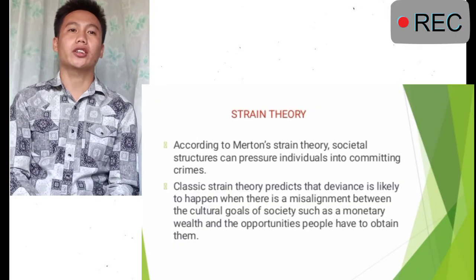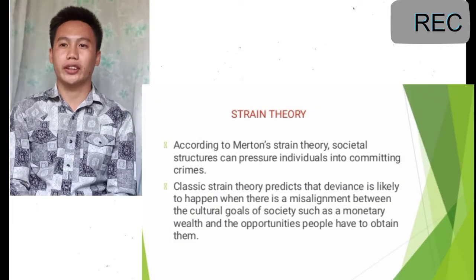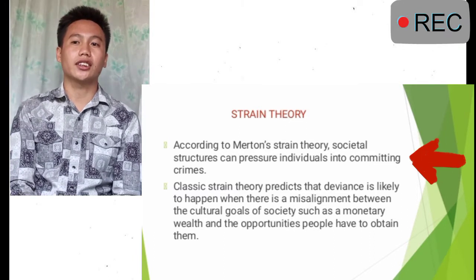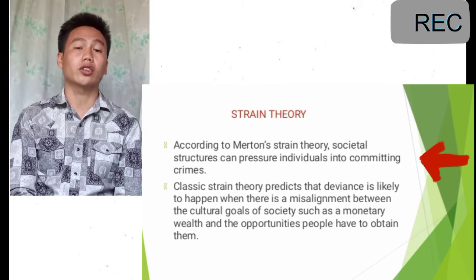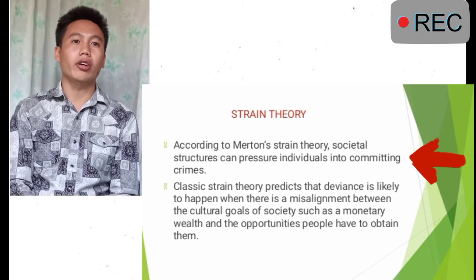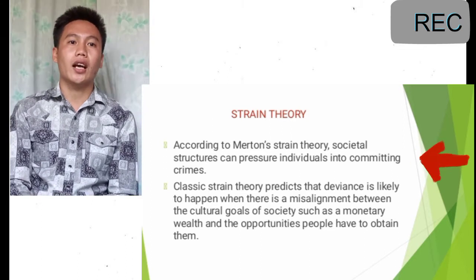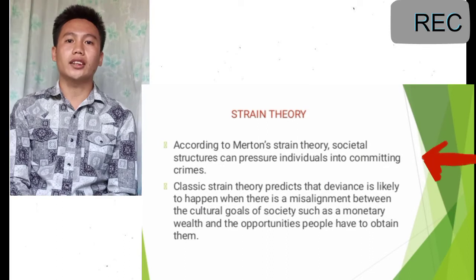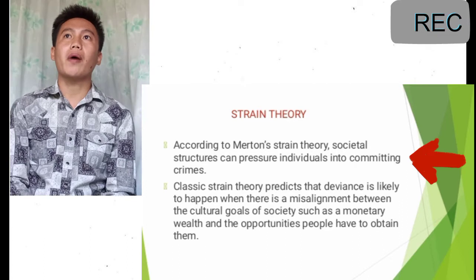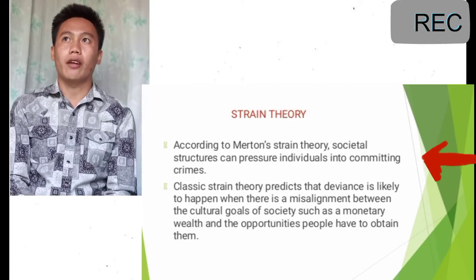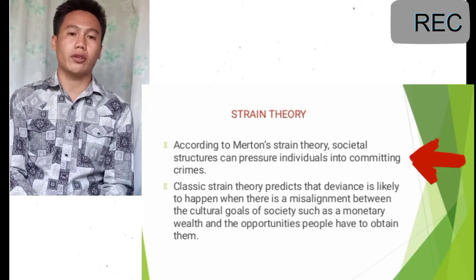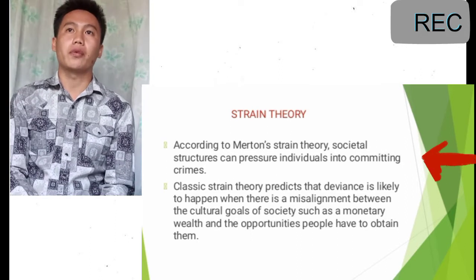Let's tackle strain theory. What is strain theory? According to Merton, strain theory holds that societal structure can pressure individuals into committing crimes. We all belong to a community. According to Merton's theory, our society has a big influence on us in committing crime. For example, you belong to an overpopulated community, and many people there are unemployed. They will intend to commit crime because of poverty.